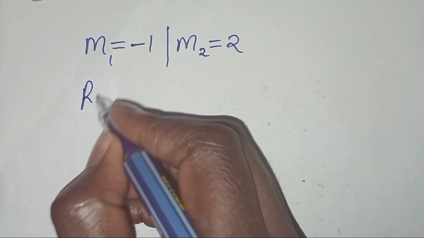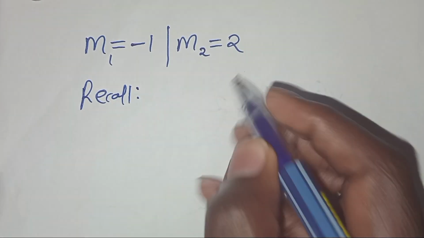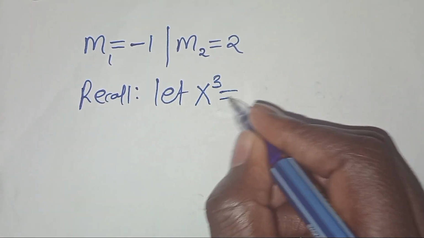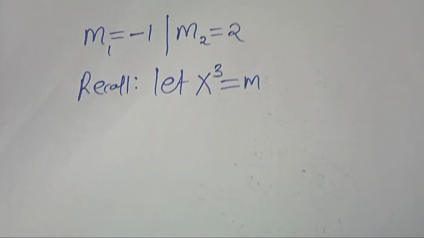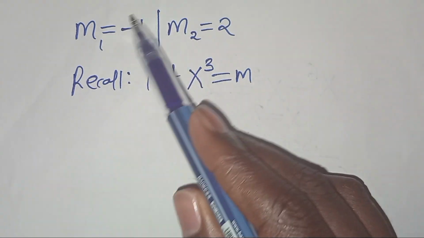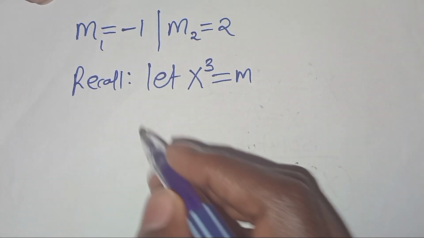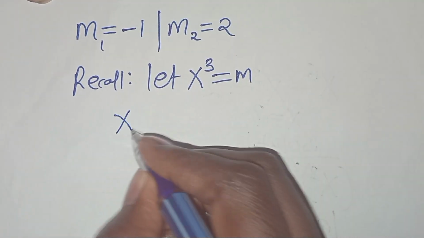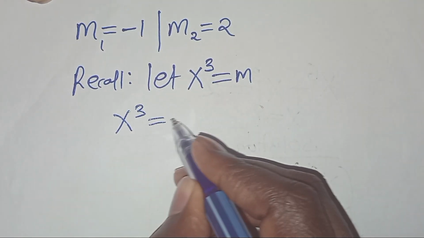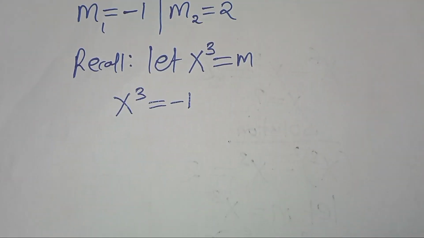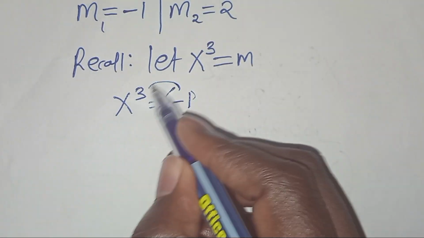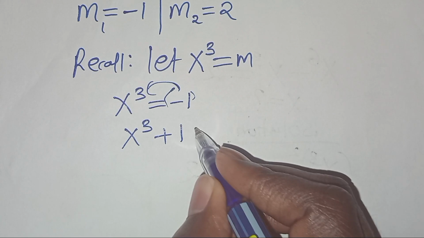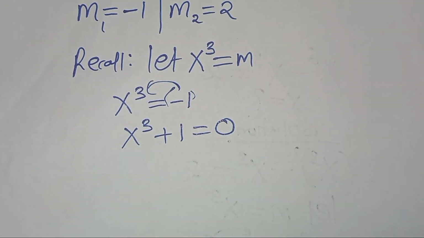Now, if you recall here, we said let x to power 3 be equal to m. So let's substitute the first value of m here. Then here we'll have x to power 3. This is equal to -1. So let's take -1 on the left hand side so that here we'll have x to power 3 plus 1. This is equal to 0.